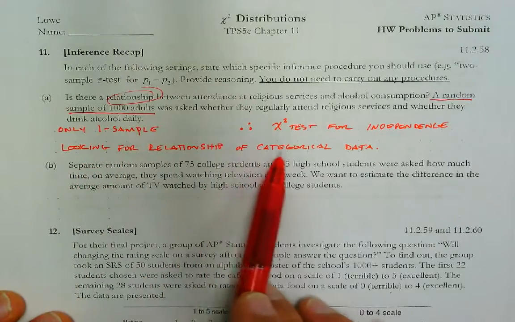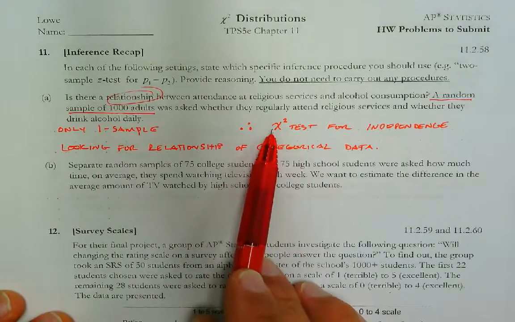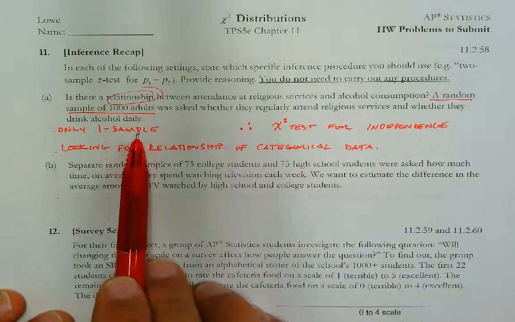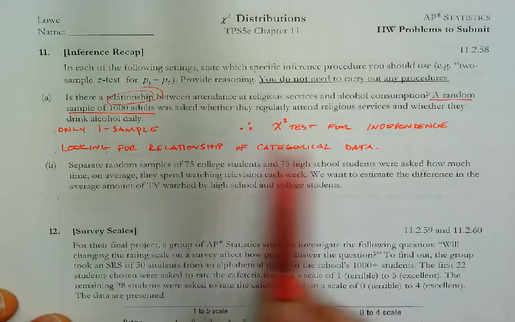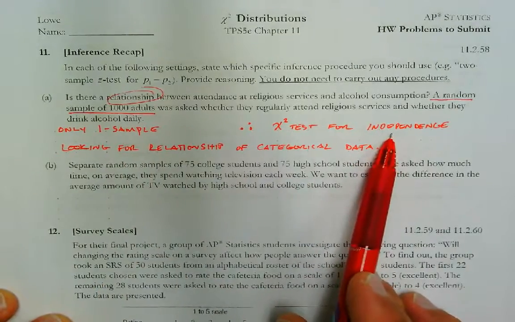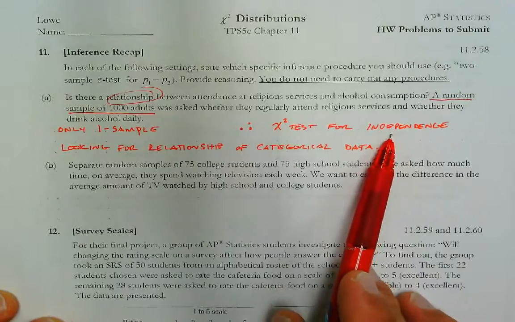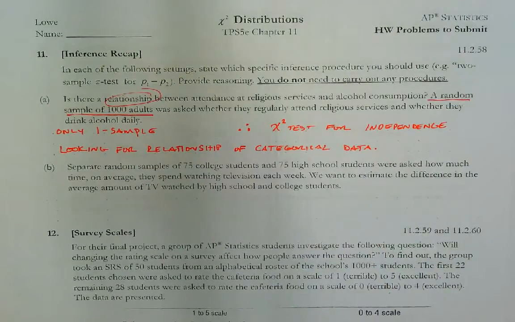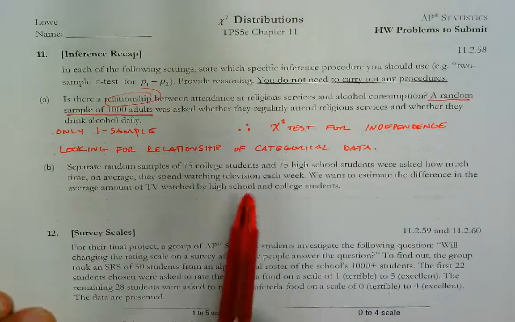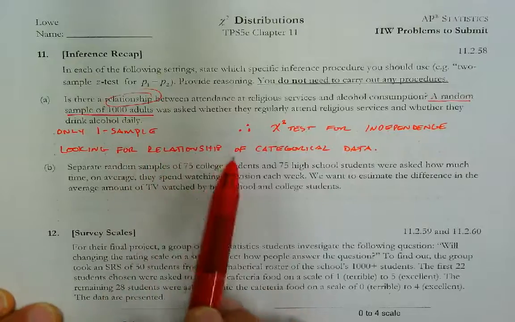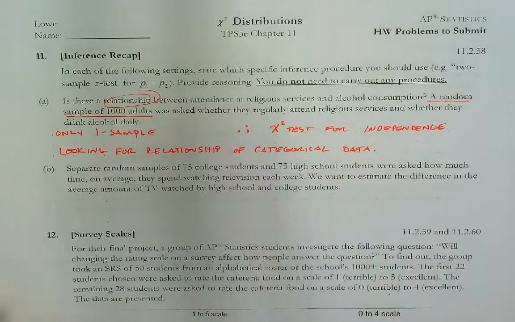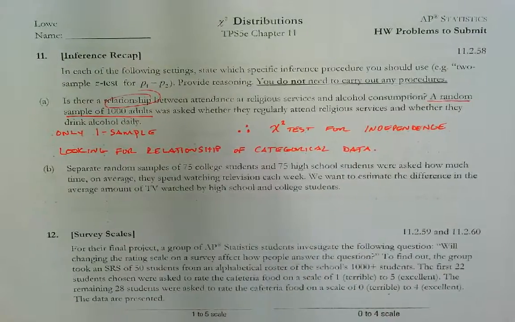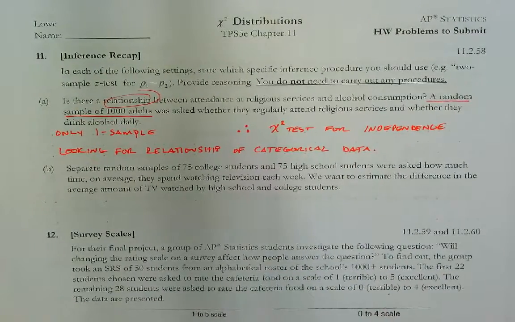When we're looking for categorical data, we know it's going to be chi-squared. When it's only one sample, we know that it's going to be independence, or it's going to be goodness of fit. In this situation, we're looking to compare the relationship, which is like saying an association, which is trying to see independence. Okay. What about the next question?